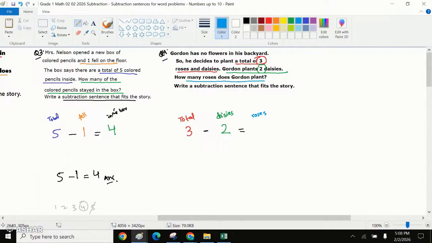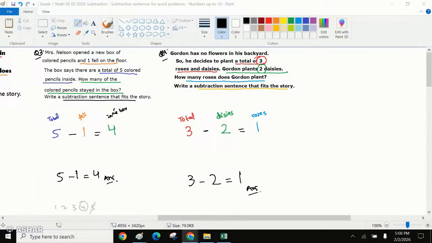Okay, so what we are doing is trying to find the subtraction sentences for these stories. That means 3 minus 2 is 1, which we can write as 3 minus 2 equals 1. This is our subtraction statement, right? 3 minus 2 equals 1. Yes, that is correct. Let's move ahead and have a look at the next question.